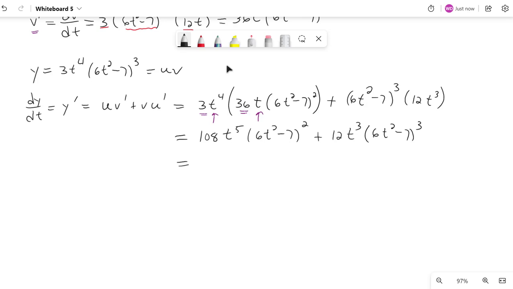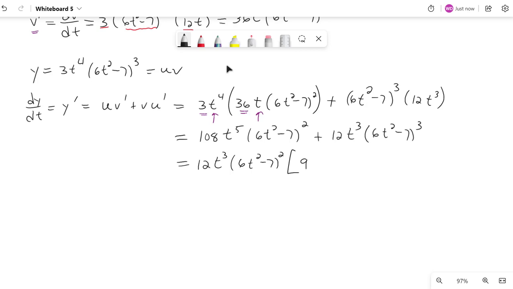So notice that there's a common factor among the constants. So 12 does actually go into 108. So there's a common factor of 12. Between the factors of t, there's t to the fifth and t cubed. There's a common factor of t cubed. Between the factors of 6t squared minus 7, there's a common factor of 6t squared minus 7 squared. So then we'll take that out of each product. So if you take 12t cubed times 6t squared minus 7 squared and divide it into the first product, 12 goes into 108 nine times.